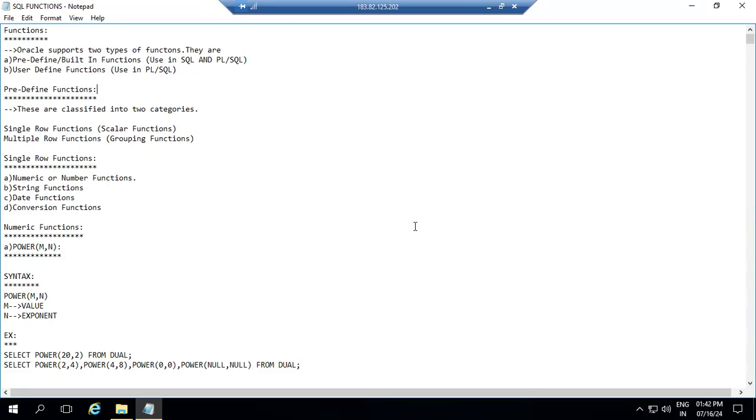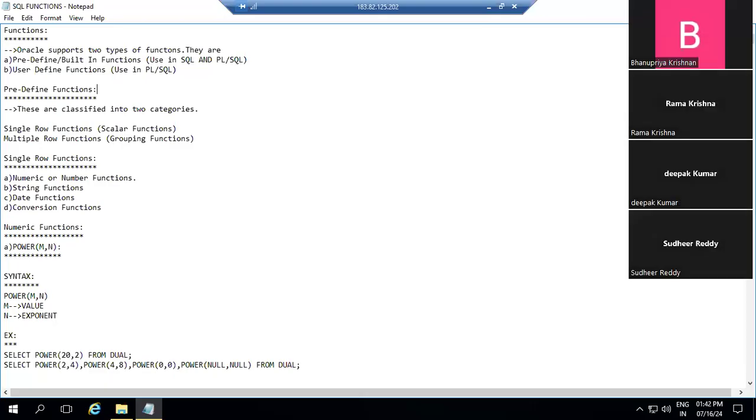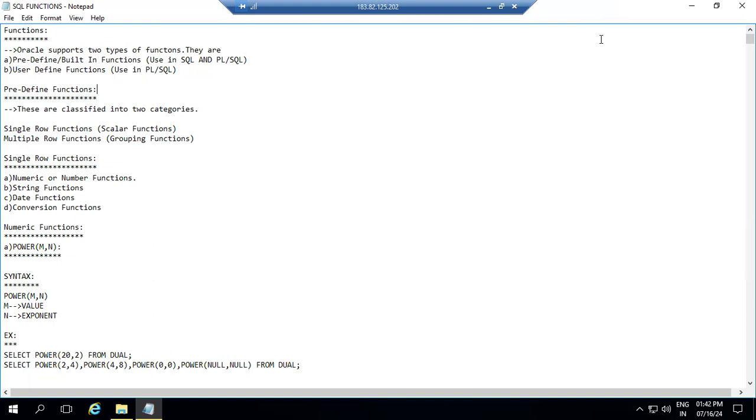When we use the set operators, we can join multiple select statements and get that output, right? You would have observed different ways of using the set operators. Okay, so today we will discuss SQL functions.